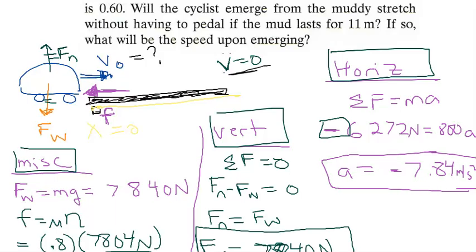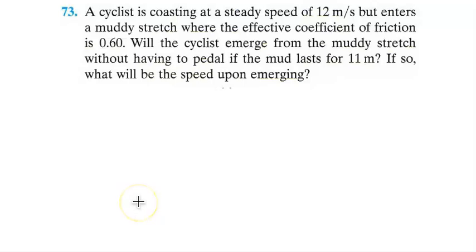All right, I'm going to pause the video, get rid of this stuff so we can do the very last question. All right, the last question. A cyclist is going at a speed of 12, but enters the muddy stretch where they're saying effective coefficient of friction, because it's not really the same as nooks and crannies. So they're just saying, hey, we're trying to mix the problems up, not give you boxes sliding over and over again, just pretend like coefficient of friction is 0.6. Will the cyclist emerge from the muddy stretch without having to pedal if the mud lasts for 11 meters?